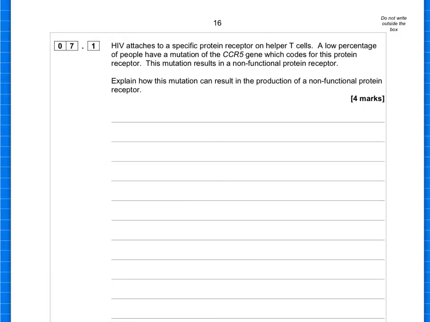Okay, question 7, and it says that HIV attaches to a specific protein receptor on a helper T cell. A low percentage of people have a mutation of the CCR5 gene. It's something that you wouldn't have been told in your teaching. And that codes for a protein receptor. This mutation results in a non-functional protein receptor. It says explain how this mutation can result in the production of a non-functional protein, and you get 4 marks for doing that.